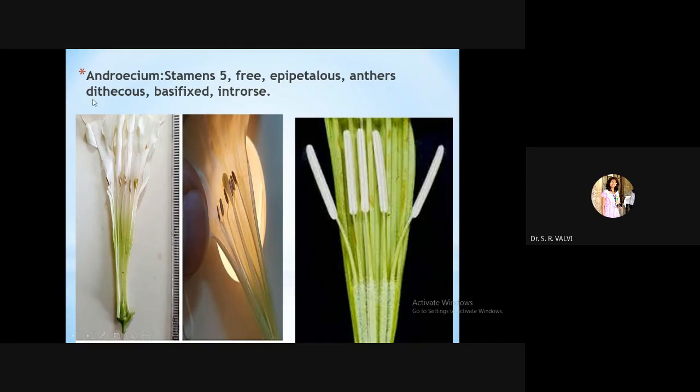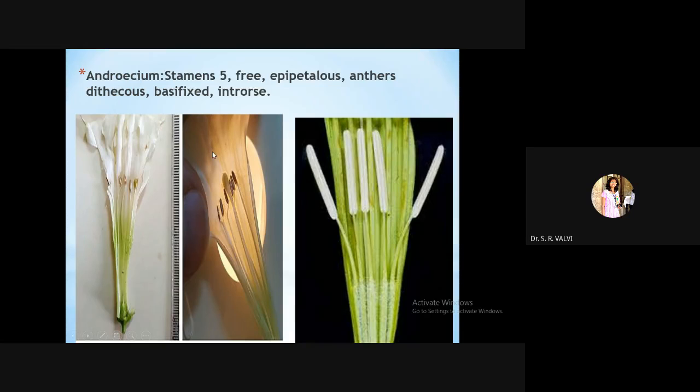Then the anther is dithecous, meaning they have two lobes. When anthers have two lobes, it is called di. If only one is present, then you have to call it monothecous. So here in this Datura, it is dithecous, two lobes are present. And basifixed means the filament is attached only to its base. If the filament is attached to the base of the anthers, then it is called basifixed.